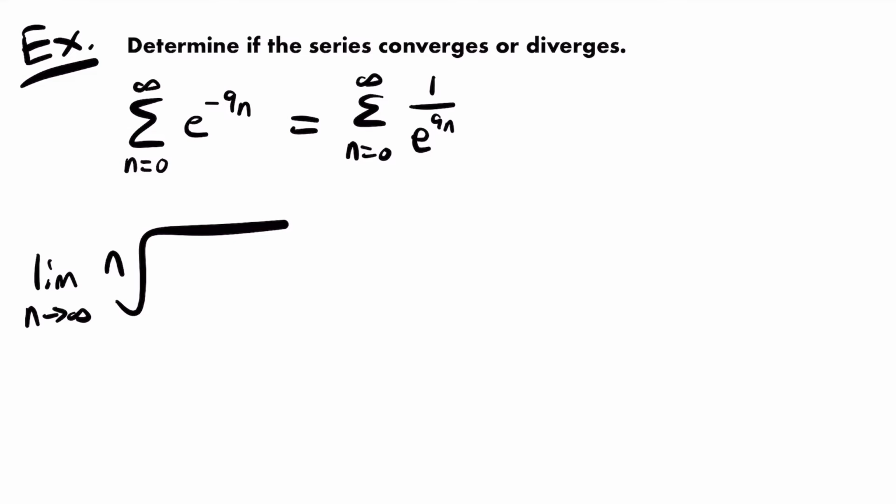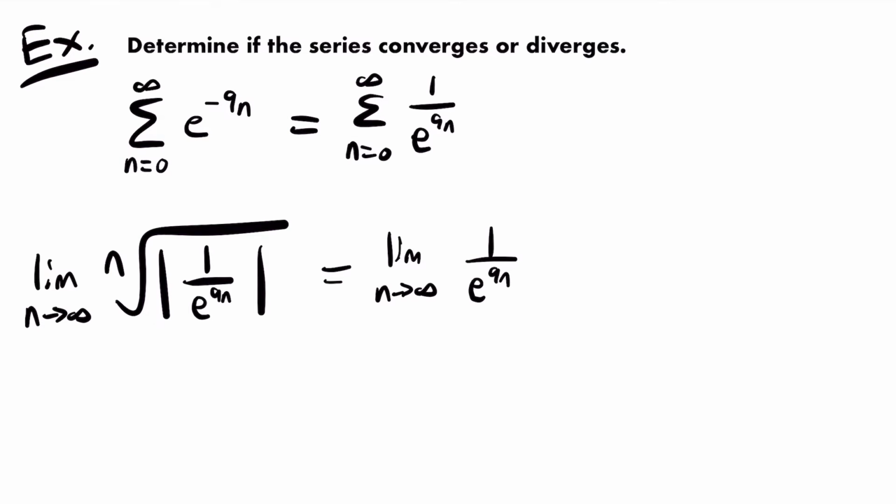from the series, we'll have the absolute value of 1 divided by e to the power of 9n. This expression is always going to be positive because e is a positive value raised to a power of 9 times n, where n can only be values from 0 to infinity. So we can rewrite this to be the limit as n approaches infinity of 1 divided by e to the power of 9n without the absolute value bars, and then I'm going to rewrite this nth root to be the power of 1 divided by n.